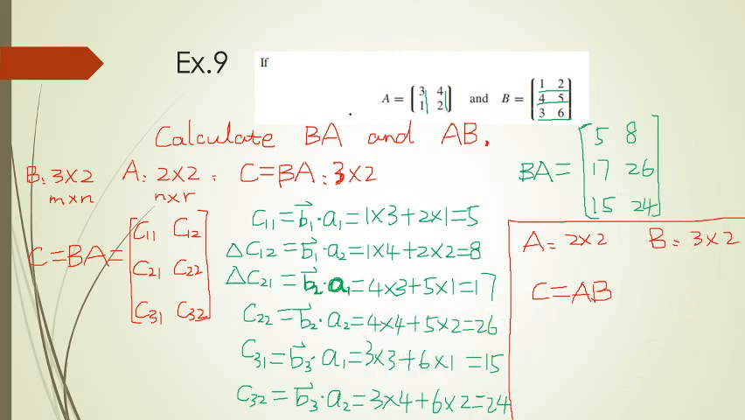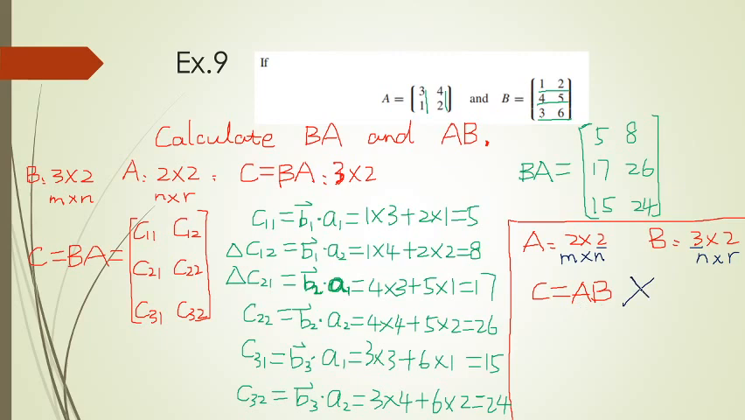Here, the first matrix is M by N. The second matrix is M by R. But here, N is 2 in matrix A. N is 3 in matrix B. So the N, they are not the same. So we cannot do A times B, okay? We cannot do A times B.